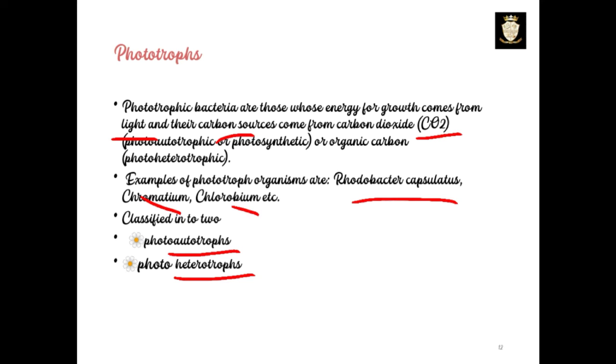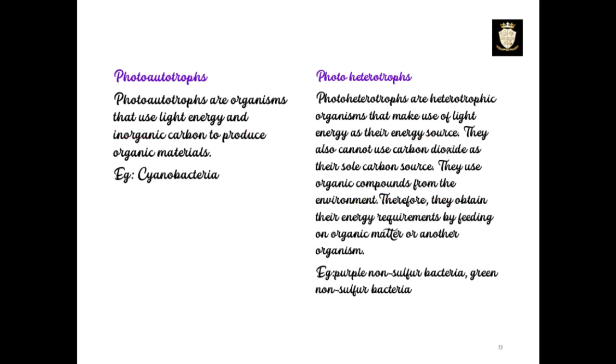Both the photoautotrophs and the photoheterotrophs utilize light as the energy source. And in the case of autotrophs, they utilize light energy and inorganic carbon to produce organic material.